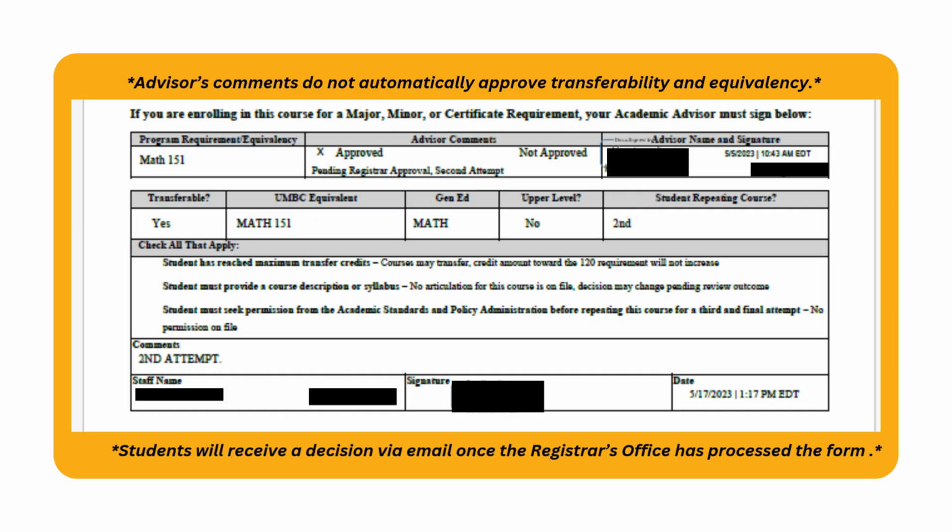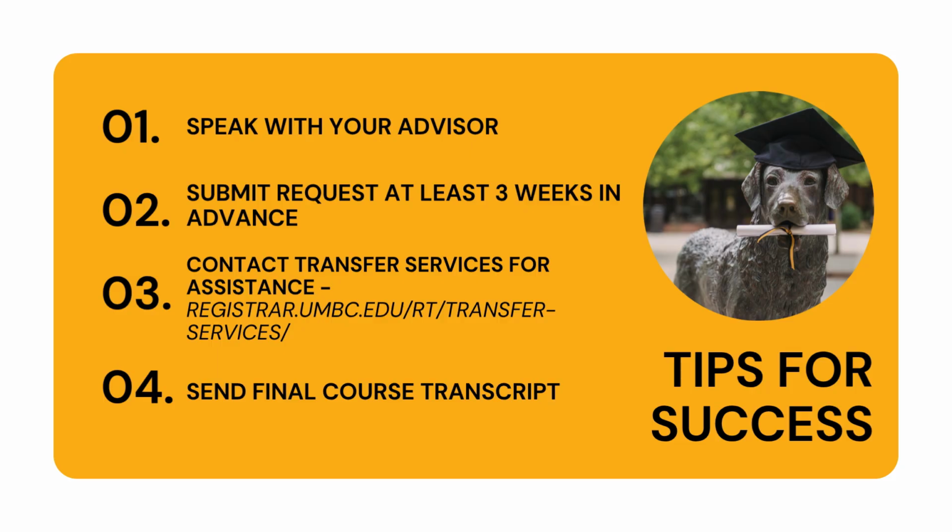The first statement means that the student has already transferred the maximum amount of allowed credits to UMBC. The second statement means that the student must provide a syllabus or course description in order to make determination of transferability and equivalency. The third statement means that the student must obtain permission from UMBC's Academic Success Center before repeating the course for a third attempt. The registrar's office will then sign the form and the student will receive a decision via email.